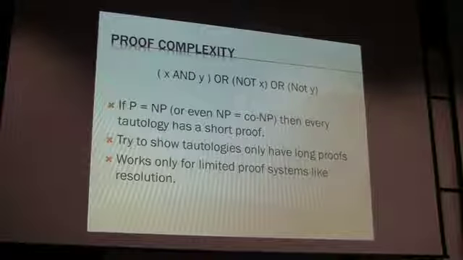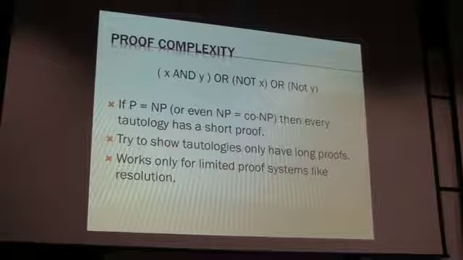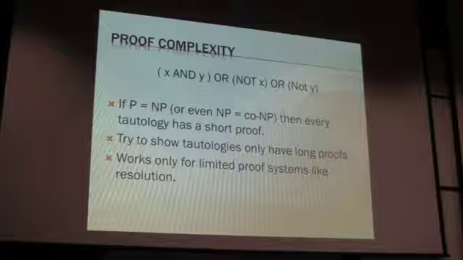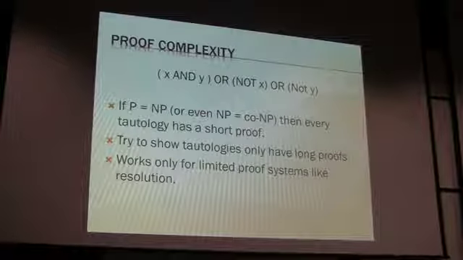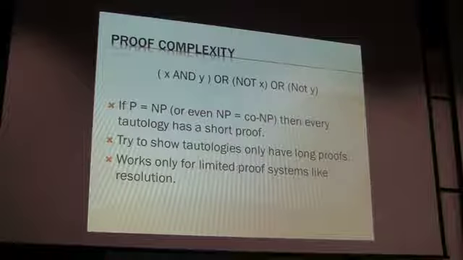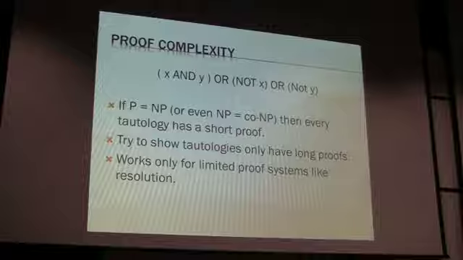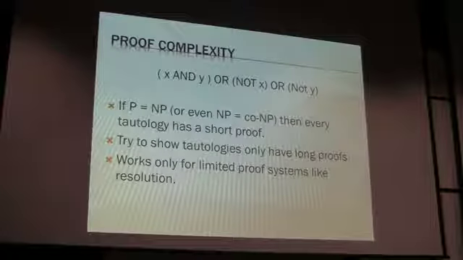Proof complexity is another interesting idea. The idea is you take an unsatisfiable problem and you argue that it has to have a long proof of unsatisfiability. If P equals NP, or even if NP is closed under complement, then every tautology is going to have a short proof that it's really a tautology, and unsatisfiability is similar. So you take any tautology, and every tautology is going to have a short proof of being true. And then you try to show that tautologies only have long proofs.